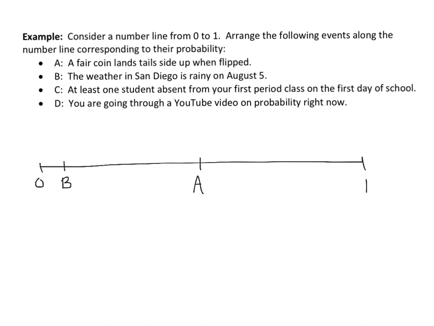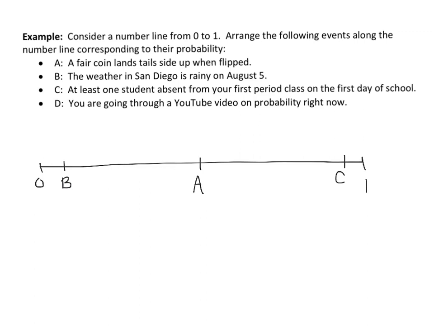What we're looking for here is the idea that things that have a low probability are closer to 0, and things that have a high probability are closer to 1. Event C, the probability that at least one student is absent from your first period class on the first day of school. Again, that's not guaranteed, but we expect that to be quite high. Okay. And finally, D, that you are going through a YouTube video on probability right now.